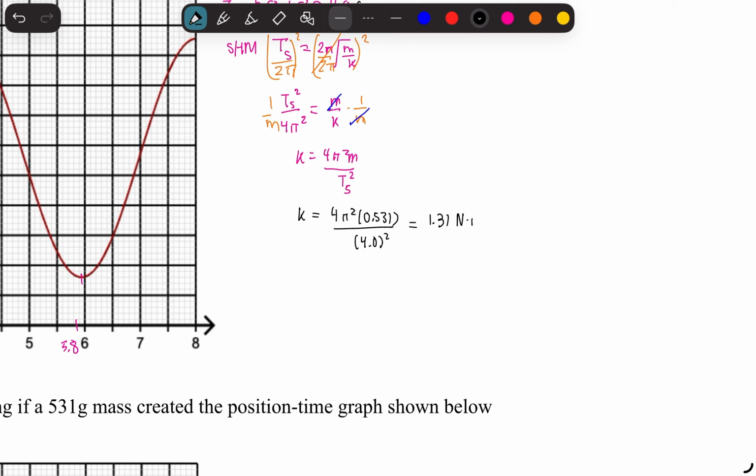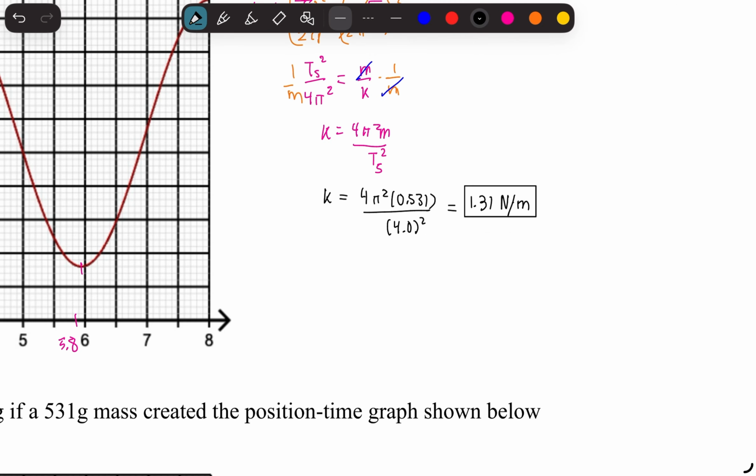Or actually, it's going to be newtons divided by meters. But sometimes it's going to be unitless if your answer option already has that included. You don't want to repeat your units.